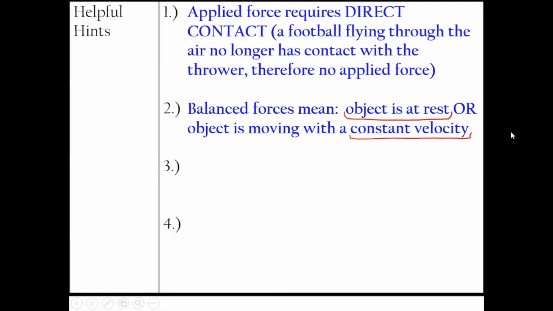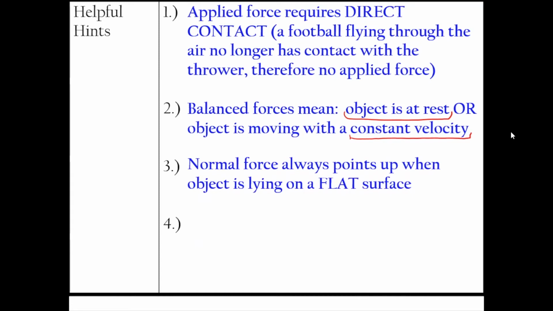Number three is that a normal force always points up when the object is lying on a flat surface. So what we mean by that is, let's say that we have a table here and this table is flat. Therefore, if we had a box, the normal force is going to point straight upward. We can say that the normal force is always pointing up when it lies on a flat surface because the normal force really just points perpendicular to our surface. And perpendicular is referring to the normal force creating a 90-degree angle with our surface. So in this case, a flat surface would result in the normal force pointing up.